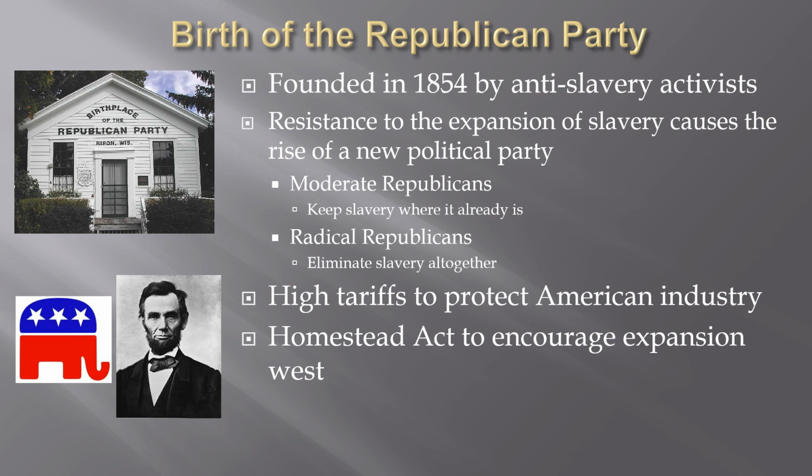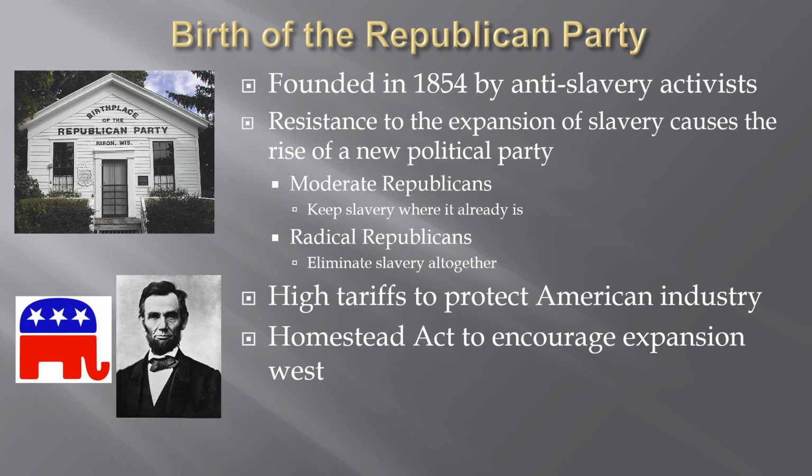In their resistance to the expansion of slavery, the party itself is kind of divided into two groups. You have the moderate Republicans, who future President Abraham Lincoln would fall into this group. These were Republicans who were okay with keeping slavery where it was. They just didn't want it to expand anywhere new. Then you had the radical Republicans. These are the people with a more extreme view. They want to eliminate slavery altogether. Some of them want to do it gradually. A lot of them want to do it immediately.